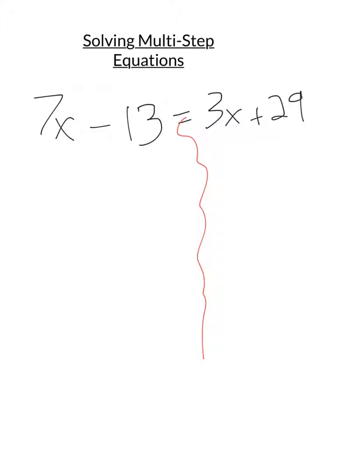And then, your third step, you can multiply or divide the number that might be the coefficient that's written right by the x. Okay, so let's go ahead and get started.